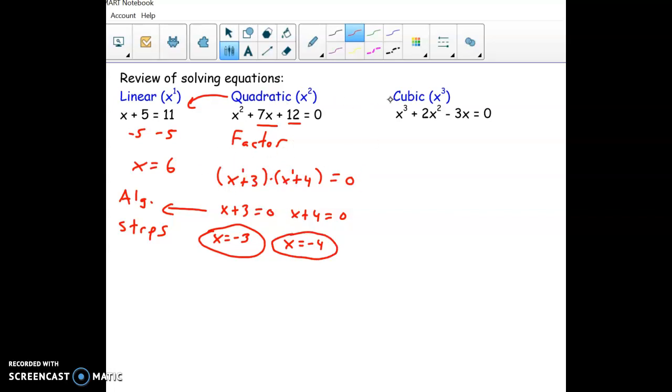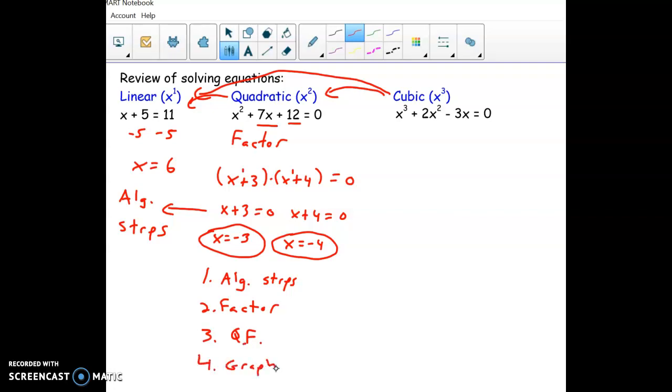So what we're going to start doing now is take the cubic and try to break it down to quadratic or linear, because we already know how to solve quadratics. We did that in the previous chapter. Once you get to quadratics, remember your methods: sometimes you can do algebra steps if it has just x squared in it and no x. You can factor like I did in the example above. There's the quad formula, which you can always use to solve a quadratic with any x squared. And then there's the graph method, where you graph and find the x-intercepts.